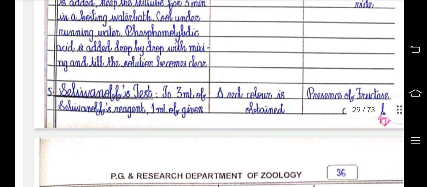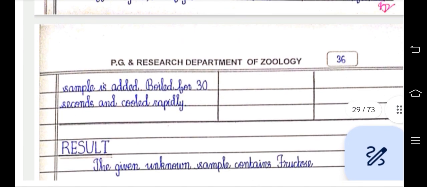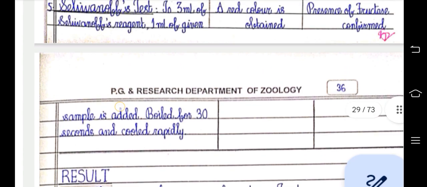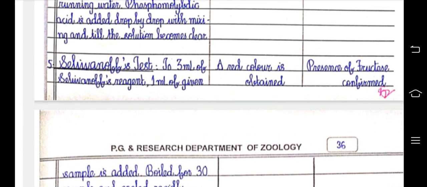Selevanov's test. To 3 ml of Selevanov's reagent, 1 ml of given sample is added. Boil for 30 minutes and cool rapidly. A red color is obtained. Presence of fructose confirmed. Selevanov's test.